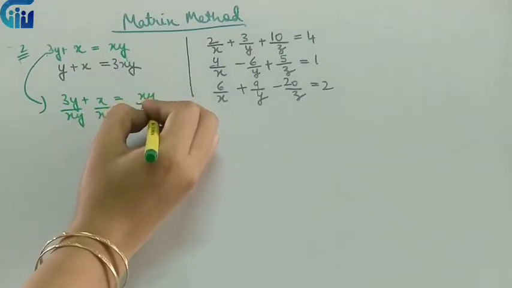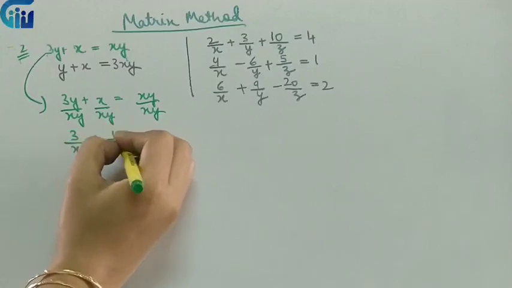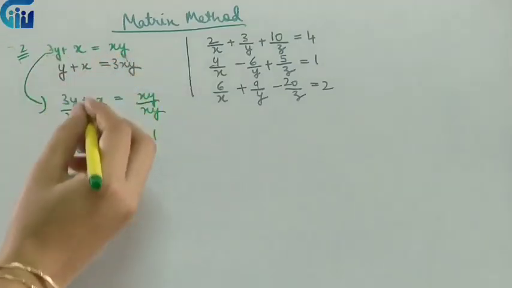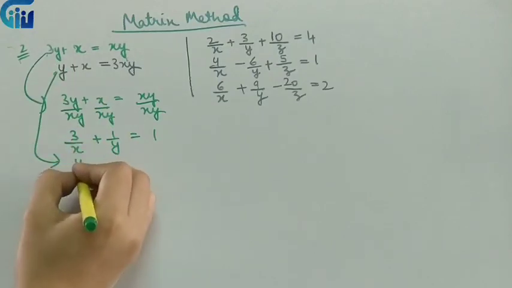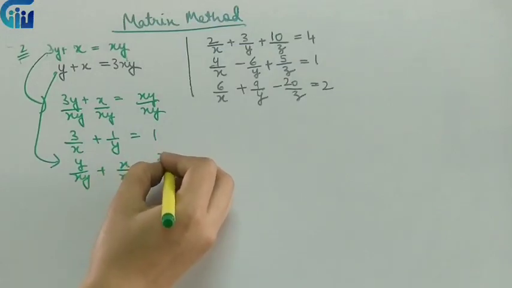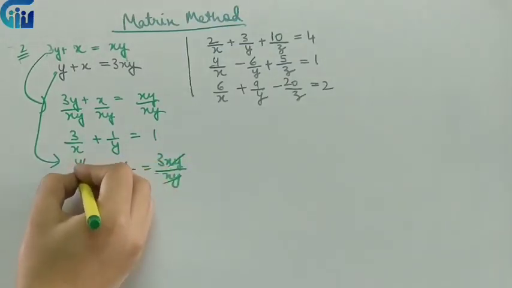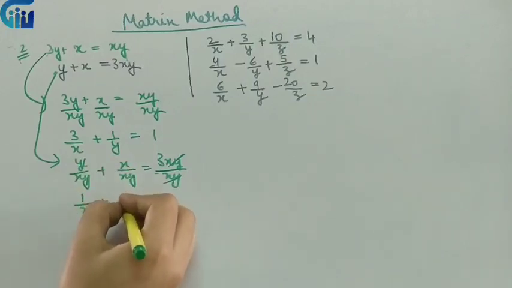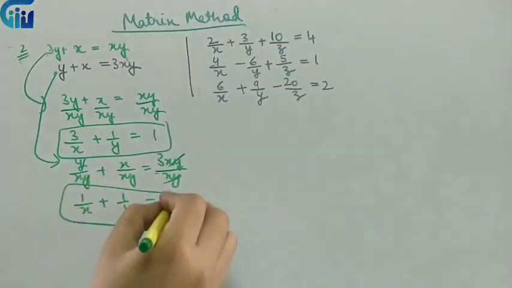So if I divide both the sides by xy, the question will change to 3 by x plus 1 upon y is equal to 1. And over here also, if I divide this particular equation, it will change to y upon xy plus x upon xy is equal to 3xy upon xy. So this will change to 1 upon x plus 1 upon y is equal to 3. So I have this equation and I have this equation.